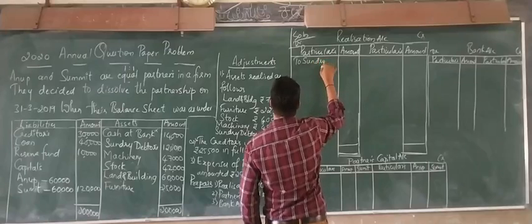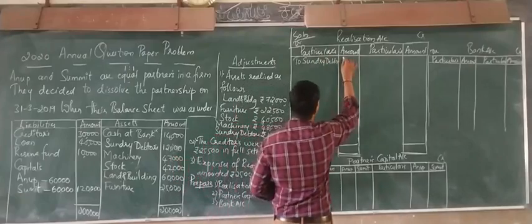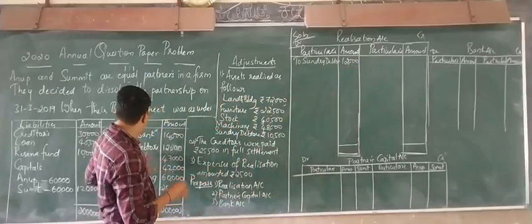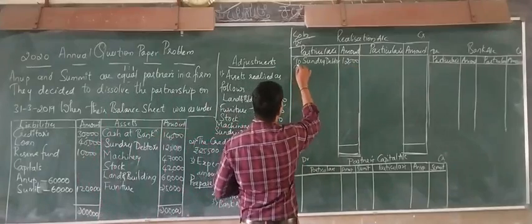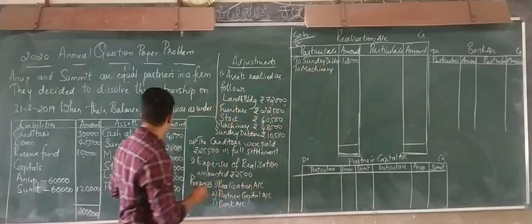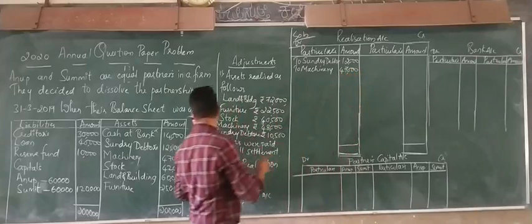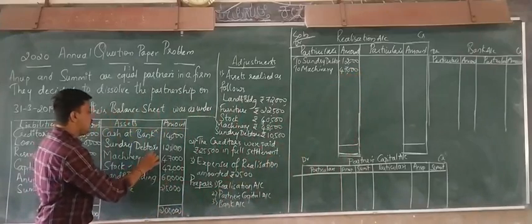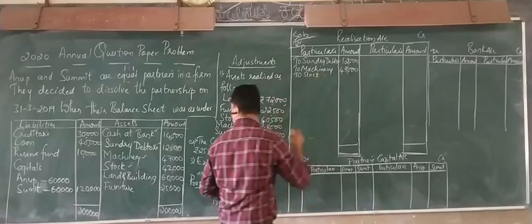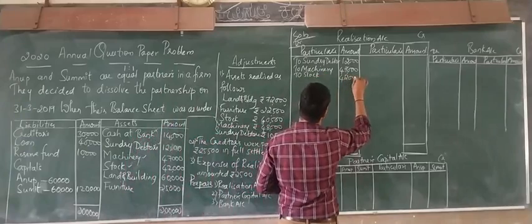Write one by one. To sundry debtors, that is 12,000. Write all the book values as given in the balance sheet. Next one, machinery. What is the machinery value? That is 47,000. Write here 47,000. Similarly, next one, stock. To stock. What is the stock value? That is 42,000. Write here 42,000.